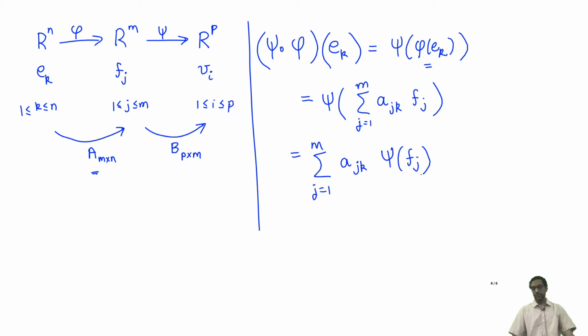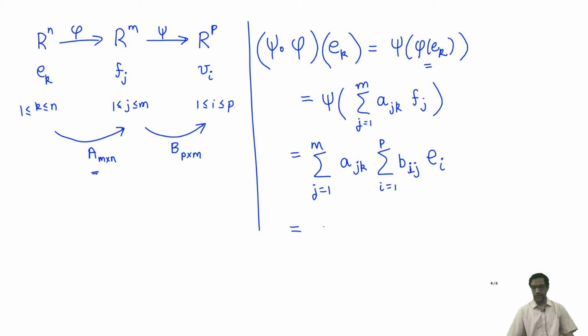Okay, so this is psi of fj, and in the last step, what am I supposed to do? Psi of fj has to be replaced by whatever it's equal to, right? So let me erase this. Psi of fj is given by the matrix B: summation over i of b_ij ei. So I've just used the definition of psi of fj and the matrix B.